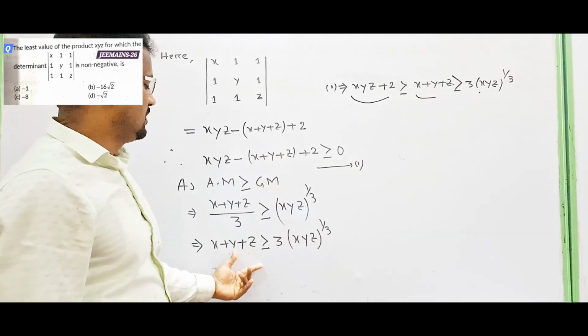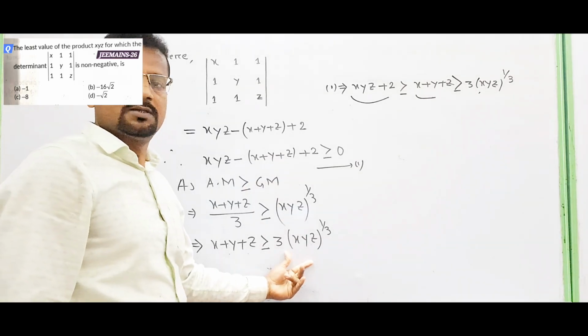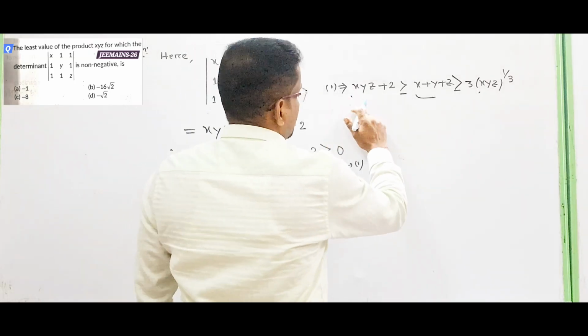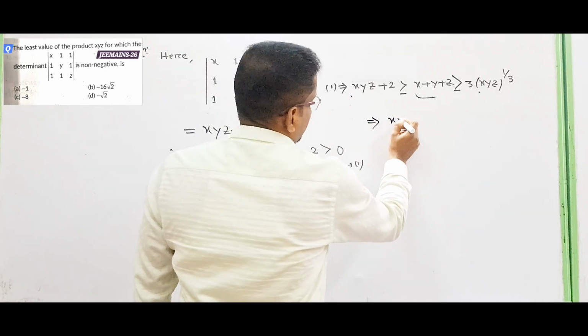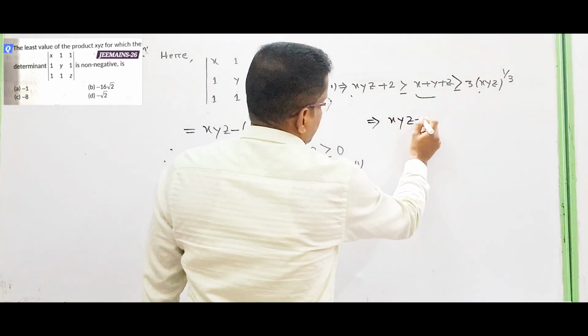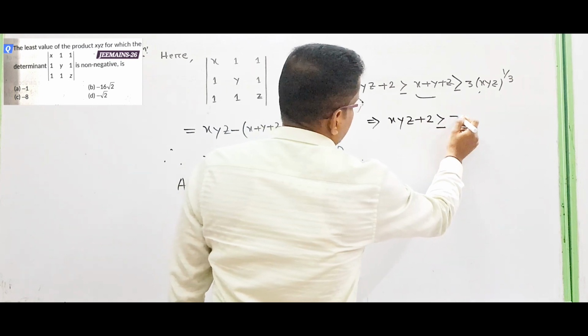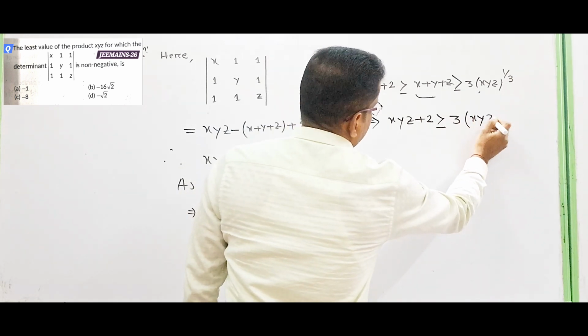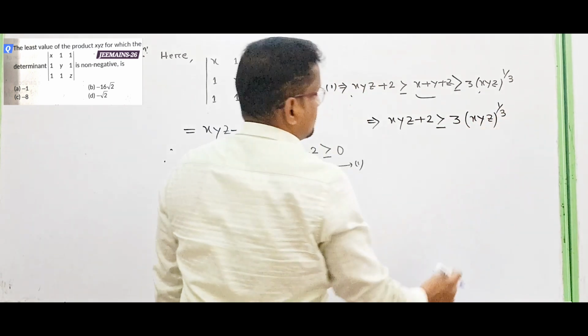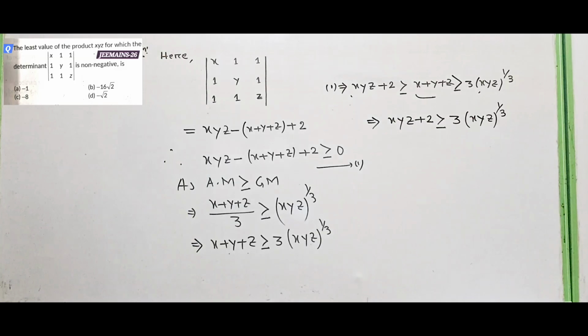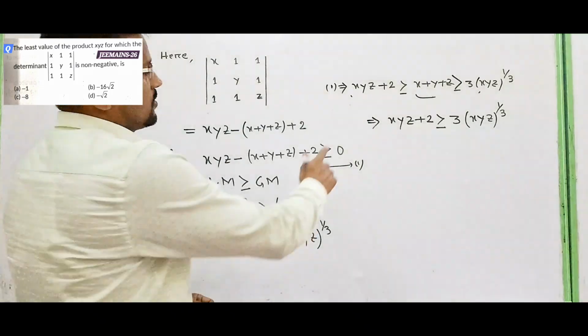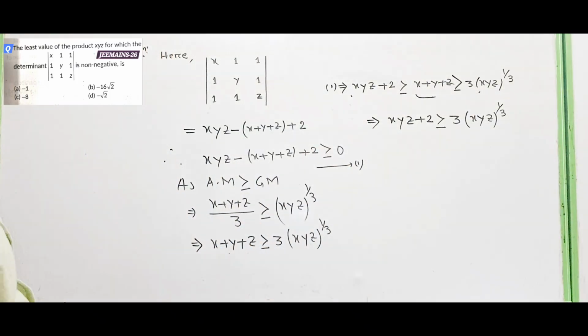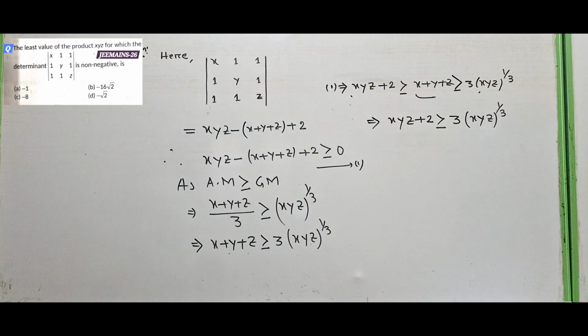x + y + z greater or equal thrice of this. So definitely you will get x + y + z + 2 greater or equal thrice of xyz whole to the power 1/3. Now almost we have done. Now you see that is xyz + 2 is greater or equal thrice of xyz this.